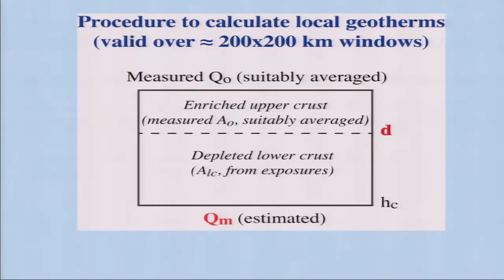So the procedure now is to calculate geotherms over these windows. We have the measured surface heat flux, suitably averaged, the enriched upper crust, and the measured average heat production. D, we can leave as a variable, as I'll show you later. QM, we estimated using all sorts of means.